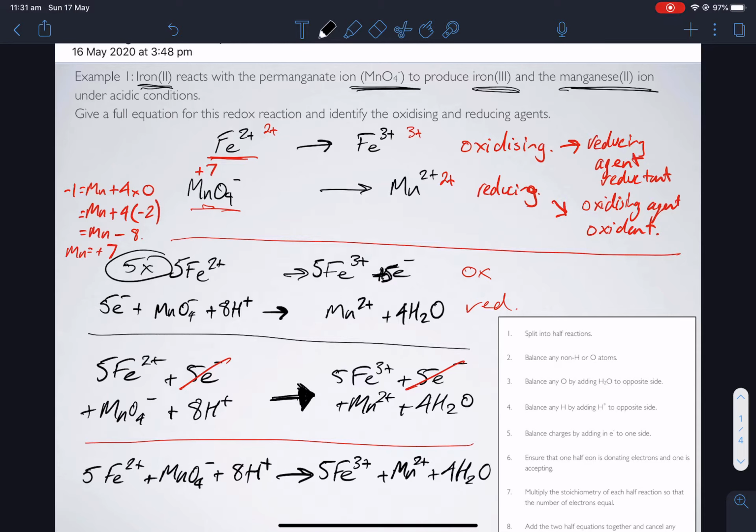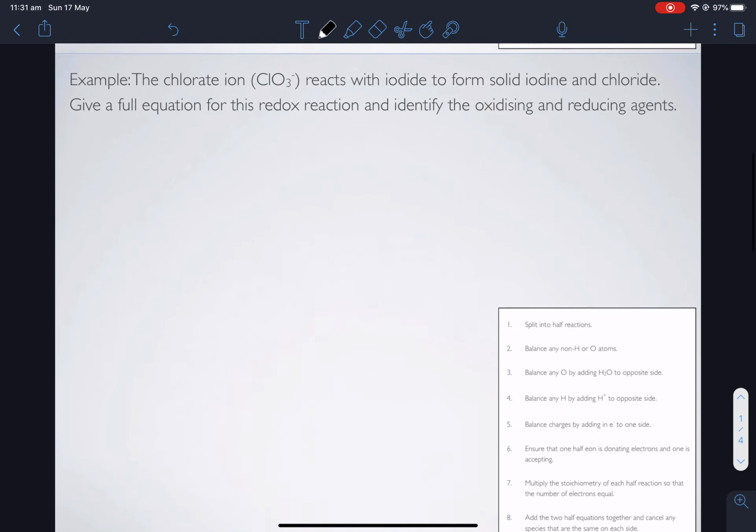Also good practice to put states in here. So these would be aqueous, aqueous, aqueous, aqueous, aqueous, and liquid. Probably should have done that all the way through, but that's okay. Maybe I should do it for this one.